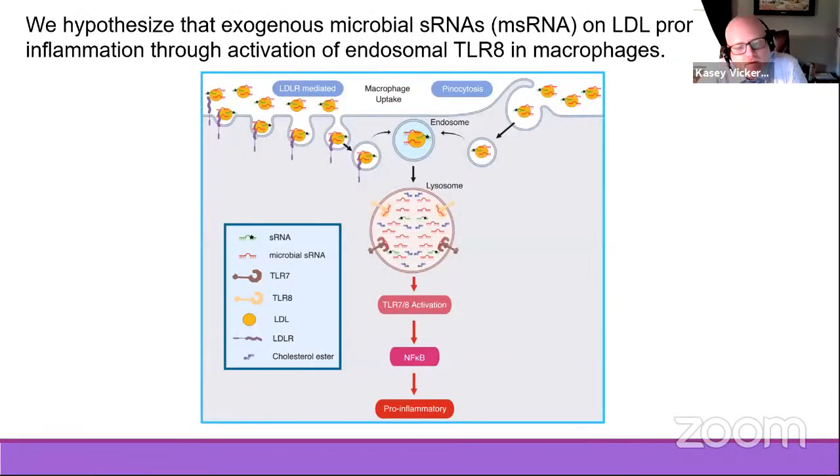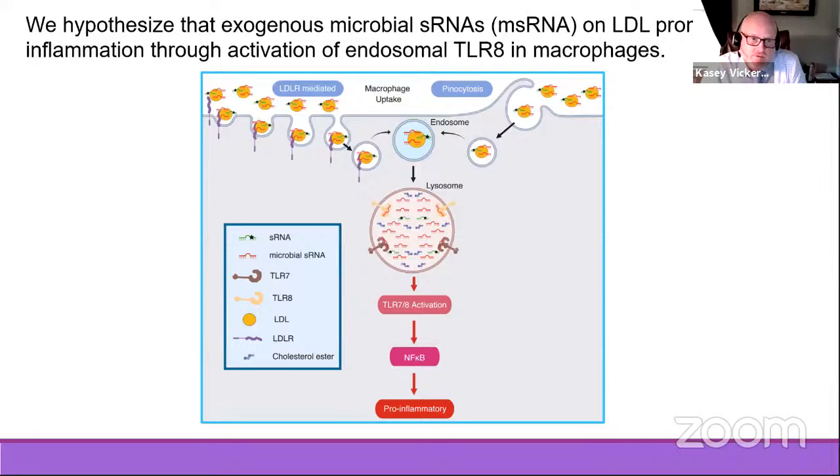So the hypothesis based on this, and what we know about the LDL RNA, is that exogenous microbial RNA on the LDL promotes inflammation in the macrophages. And so the mechanism that we went after is Toll-like receptor 8, which is an endosomal receptor that I'll circle back to in the second half of the talk. But this is the mechanism that we think is happening.